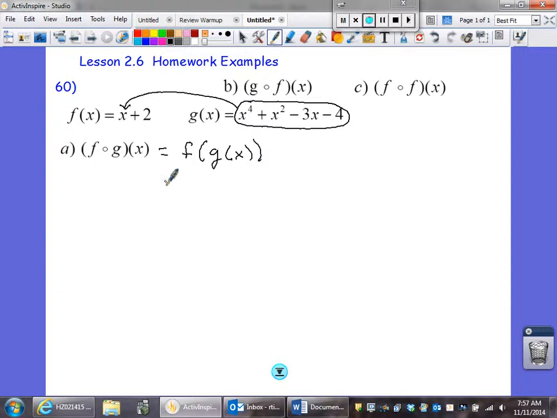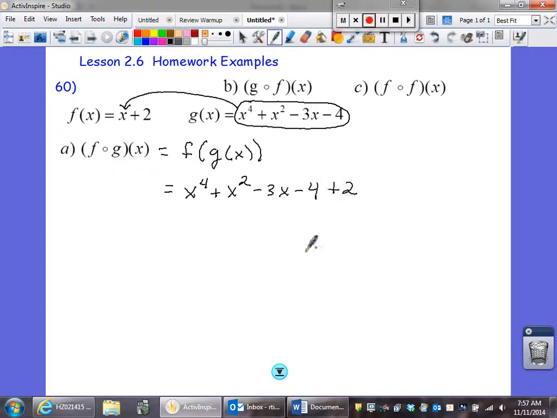So we're going to rewrite this so that instead of just saying x, it's going to say all of this, all four terms over here. And it's going to say x to the fourth power plus x squared minus 3x minus 4, and after that it's still plus 2.